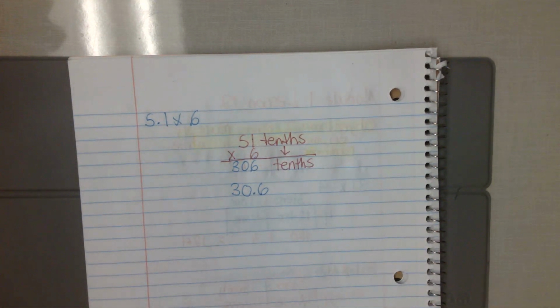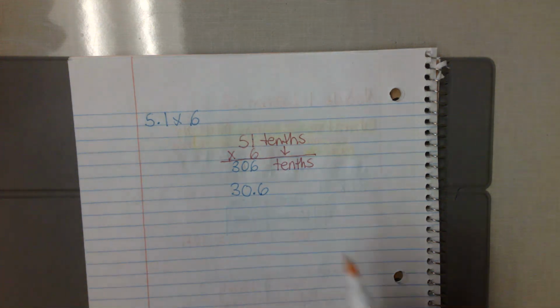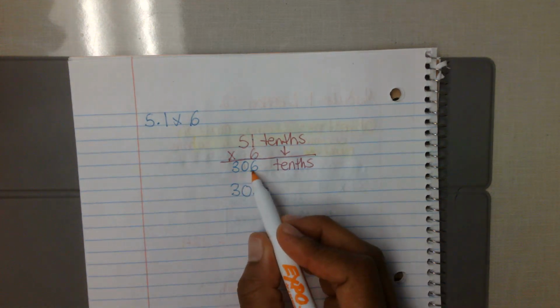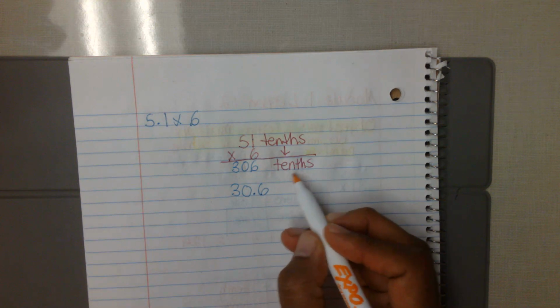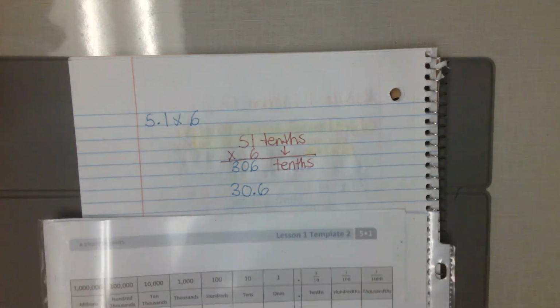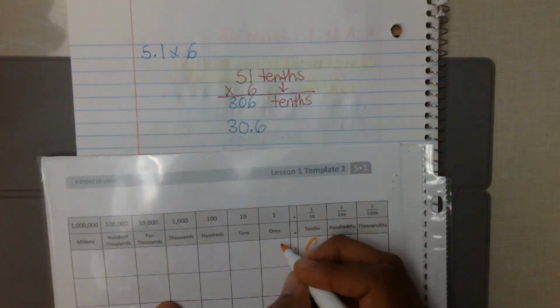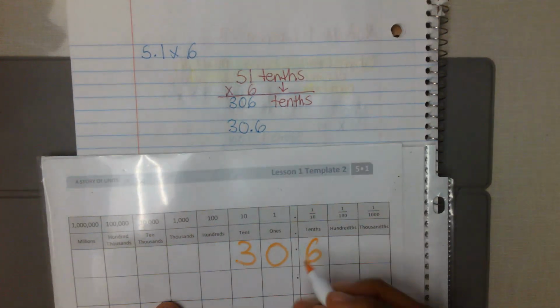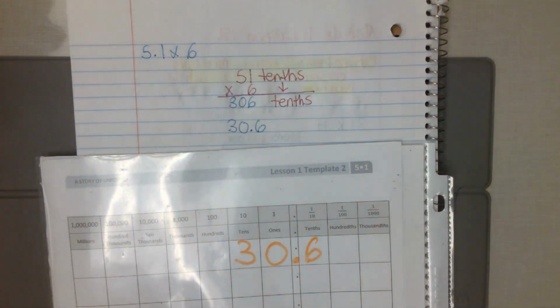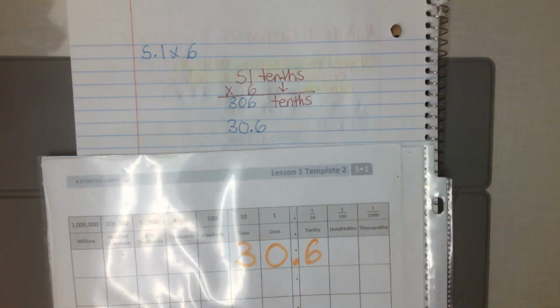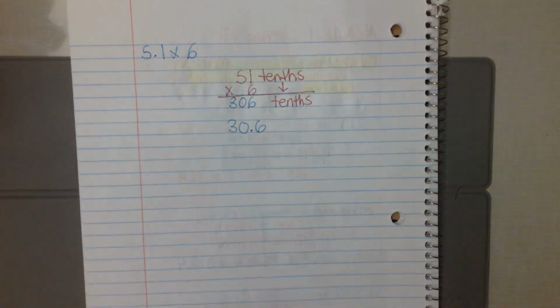If you're struggling to remember where that decimal goes, then I can get my place value chart. 306 tenths, that means this 6 has to be in my tenths column. So I can pull my place value chart up. My 6 has to go in the tenths, and I can go backwards to write my number. And then that can help me figure out what my standard form should look like. Okay, so let's try another one.